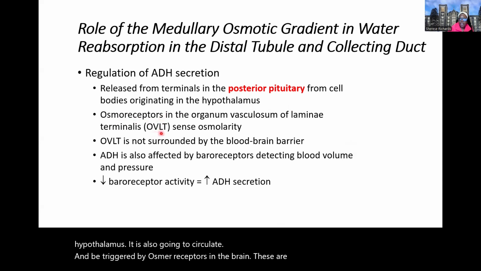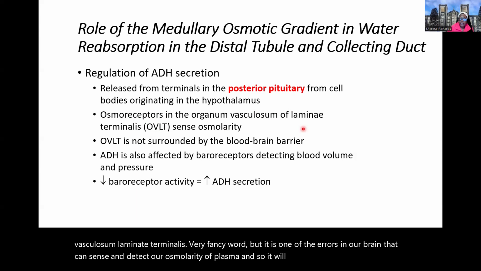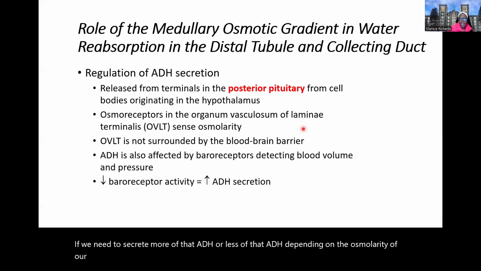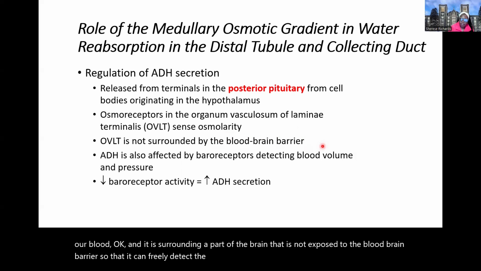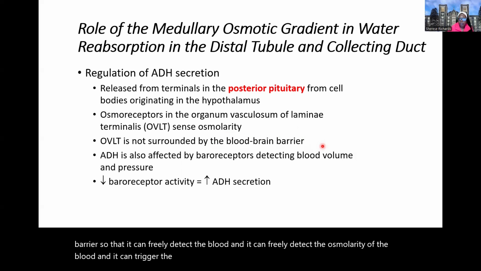These are called OVLT receptors, organum vasculosum laminae terminalis. Very fancy word, but it is one of the areas in our brain that can sense and detect our osmolarity of plasma. And so it will determine if we need to secrete more of that ADH or less of that ADH, depending on the osmolarity of our blood. Okay. And it is surrounding a part of the brain that is not exposed to the blood-brain barrier so that it can freely detect the blood and it can freely detect the osmolarity of the blood and it can trigger the release of that ADH from the posterior pituitary.